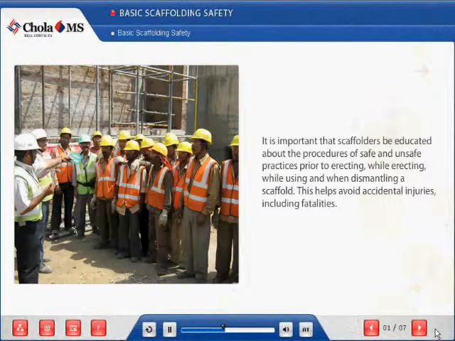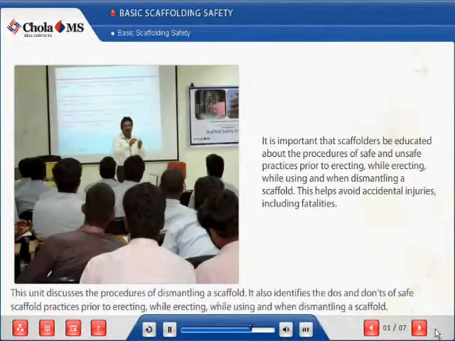It is important that scaffolders be educated about the procedures of safe and unsafe practices prior to erecting, while using, and when dismantling a scaffold. This helps avoid accidental injuries, including fatalities. This unit discusses the procedures of dismantling a scaffold. It also identifies the do's and don'ts of safe scaffold practices prior to erecting, while using, and when dismantling a scaffold.